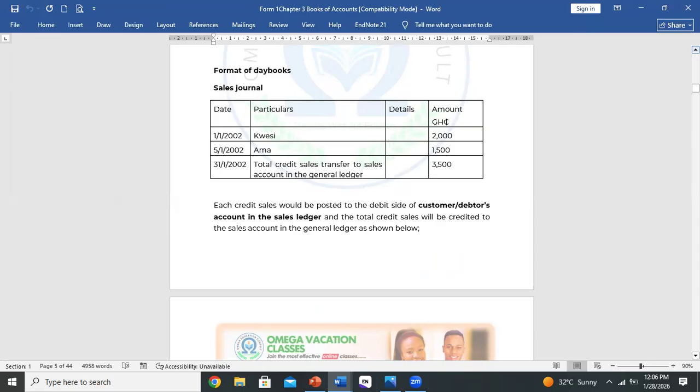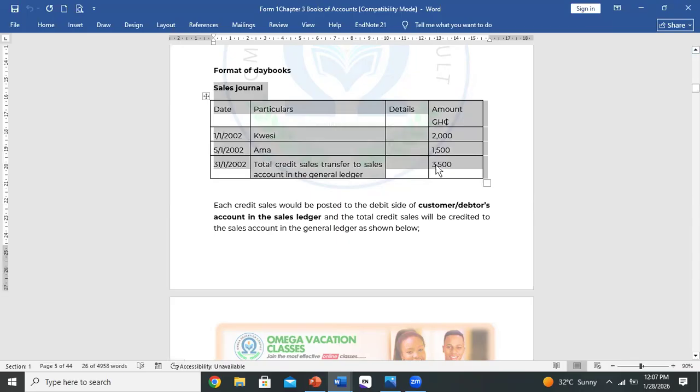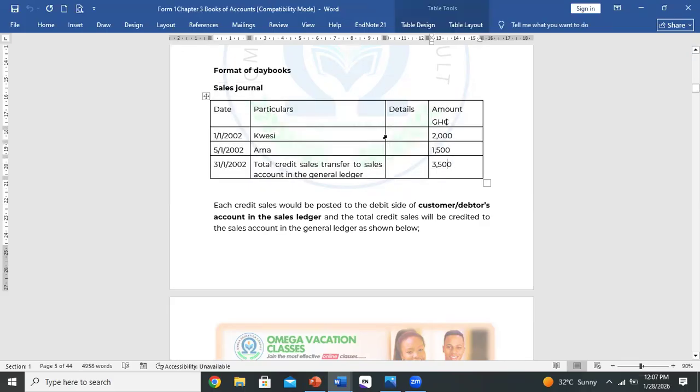Okay, professors, don't get confused. I think we are all comfortable with preparing the day books. This book you see here is your sales day book, or sales journal. We put in the individual entries, and at the end of the month, we sum it up. That's the total. It means we sold to Kwesi and Amma on these different dates, and this was the total as at 31st January.